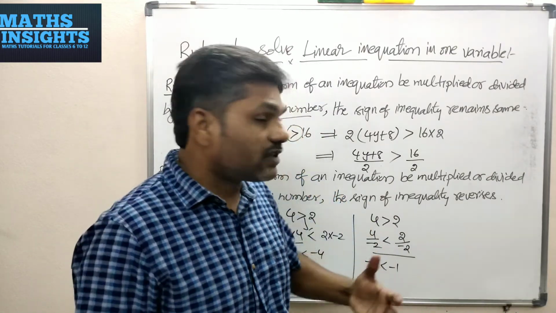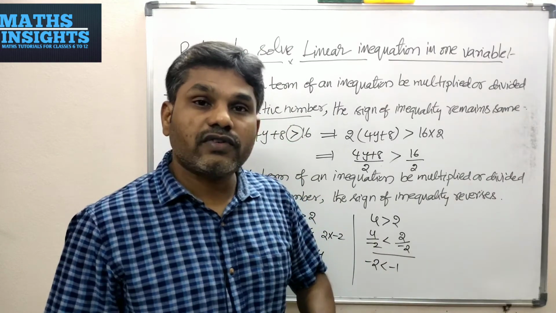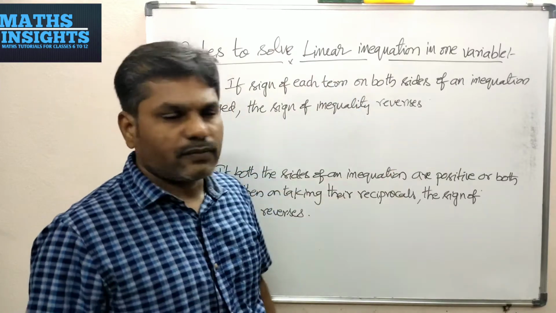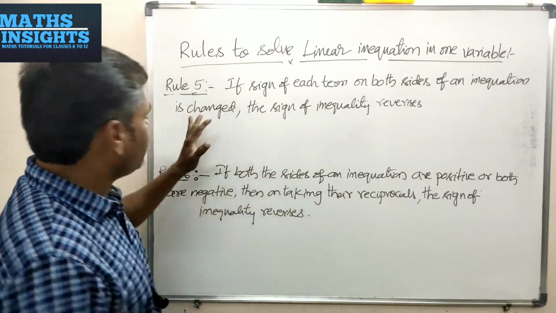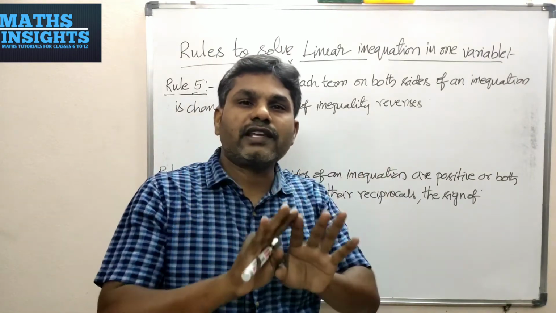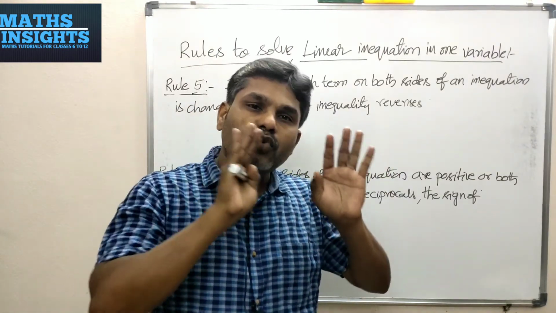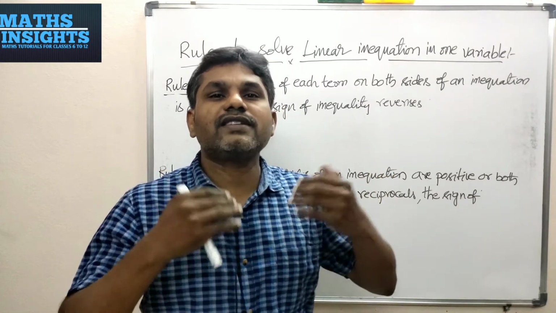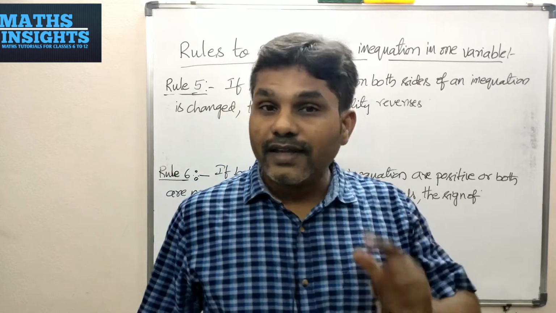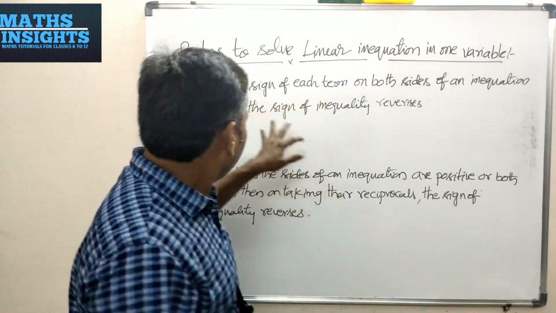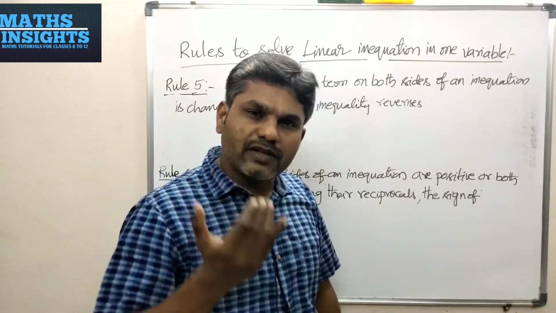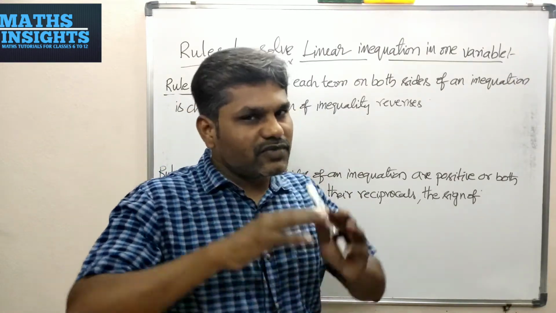We will discuss another two rules, which are also very important. Rule number 5 says that if the sign of each term on both sides of an inequation is changed, that means you know that there are two sides for an inequality. If you are changing the sign of both sides, automatically you have to change the sign of the inequality also. Then the sign of inequality reverses. Reverse means if it is greater it becomes less, if it is less it becomes greater.